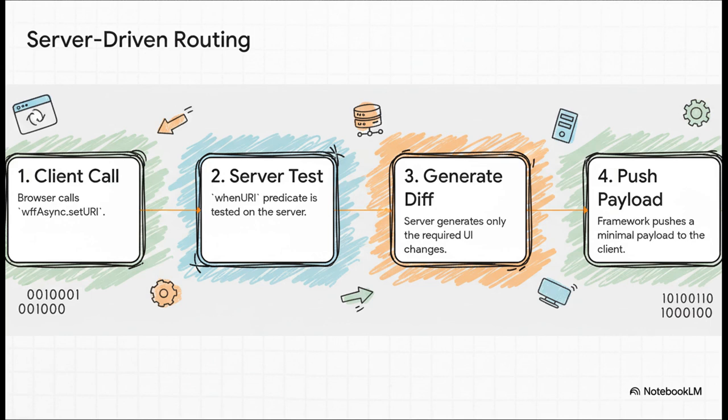The client just tells the server, hey, I'm at this new URL now. The server then runs a quick check, basically a little true-false test to see what needs to change. It figures out the difference and pushes only the minimal set of changes needed to update the view. There's no full-page reload, just a tiny targeted update. This is incredibly fast and saves a ton of bandwidth.